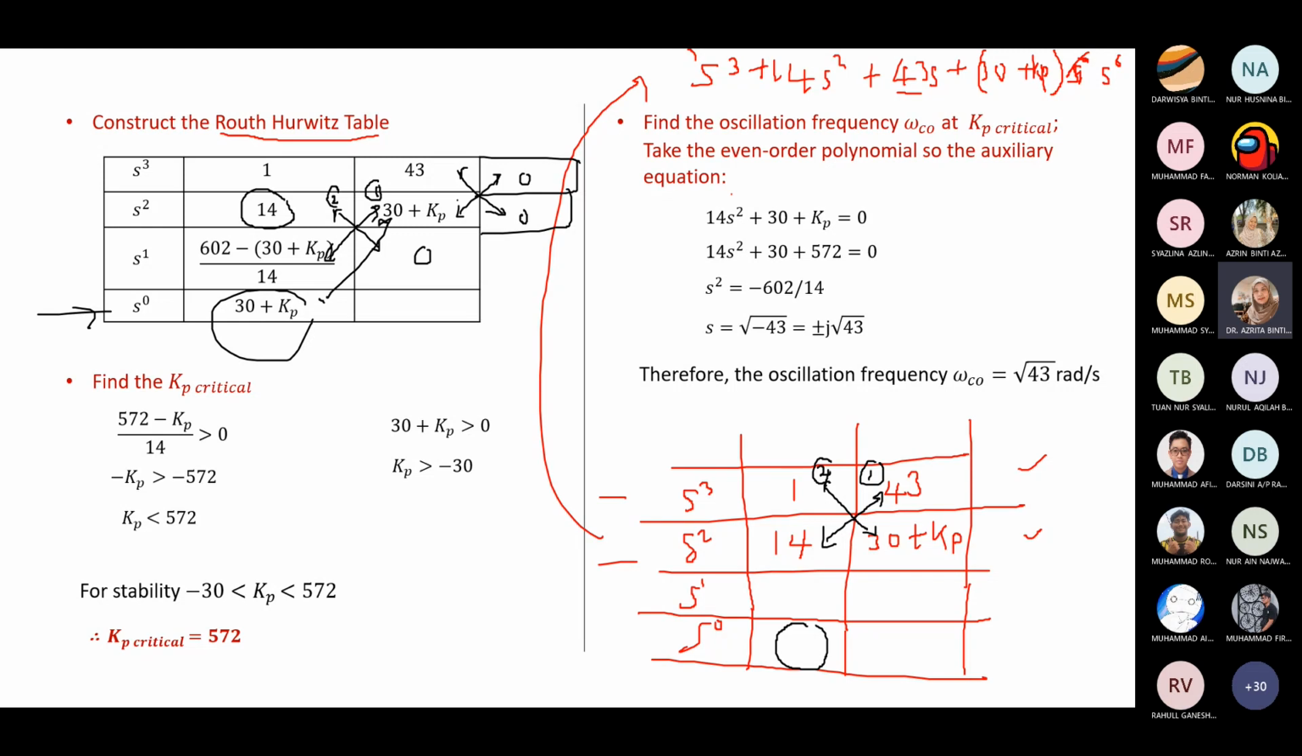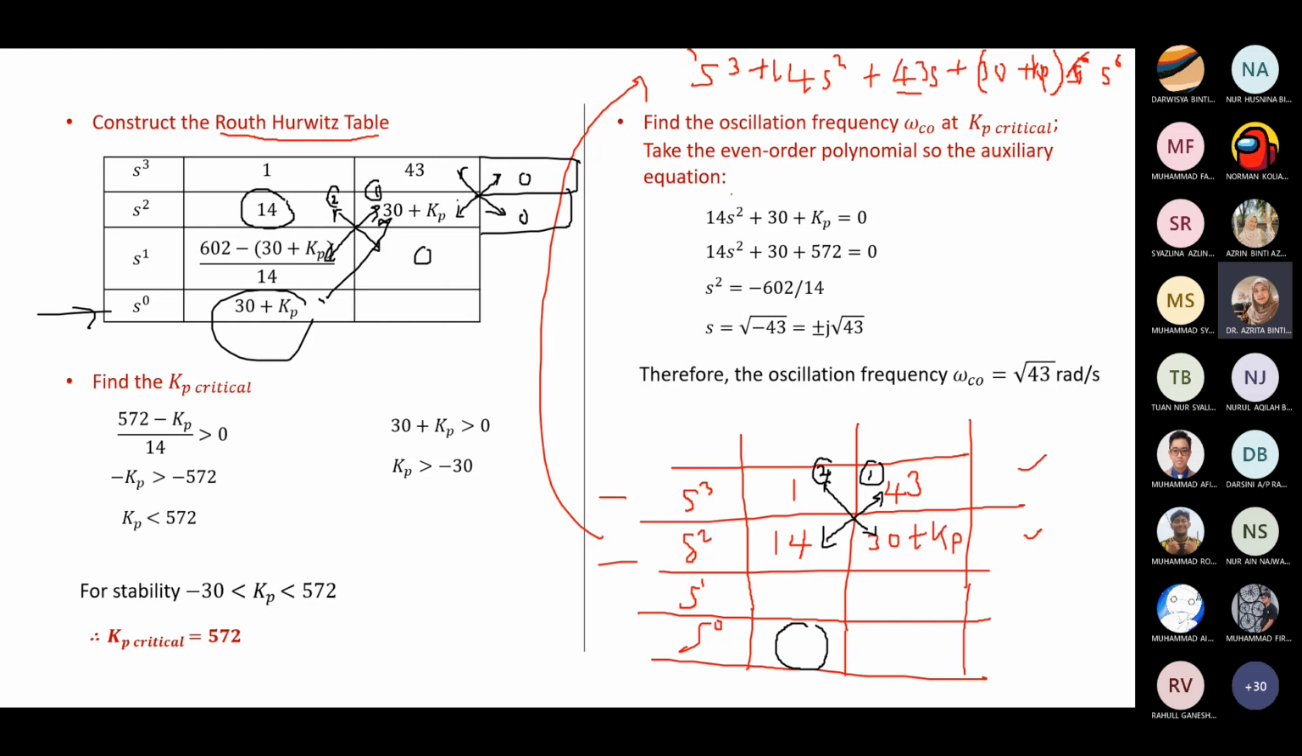Next, the question asks you to find the KP critical. If you remember, we use the Routh table. Basically, we want to find the K for stability, right? So same concept, we can find the KP critical. So we have two equations involving the value of KP.